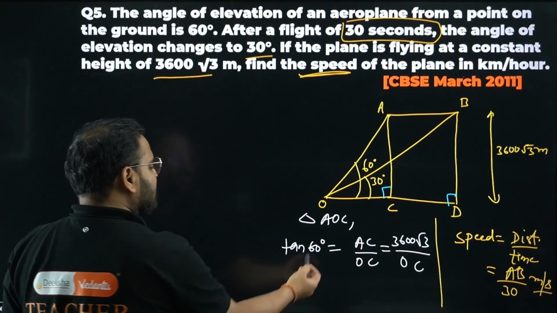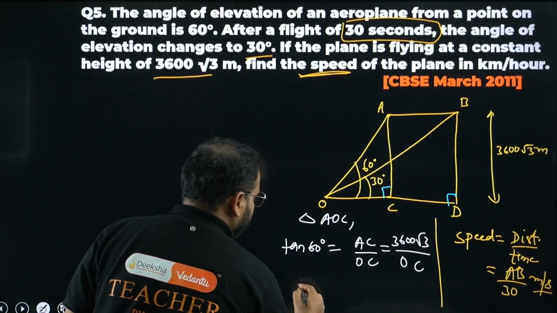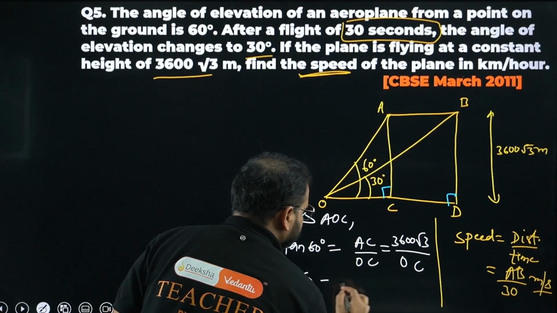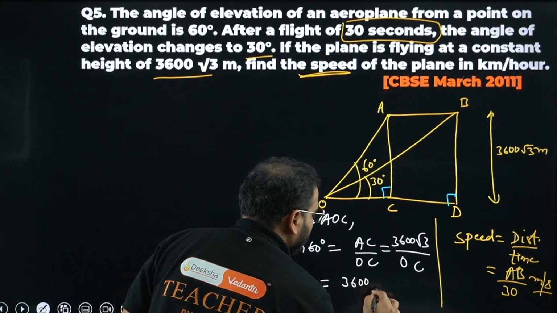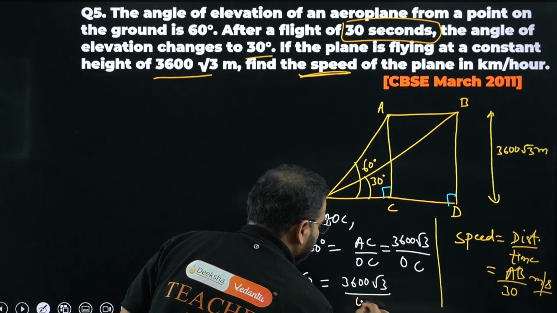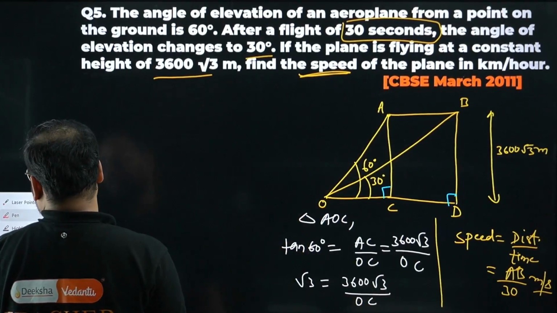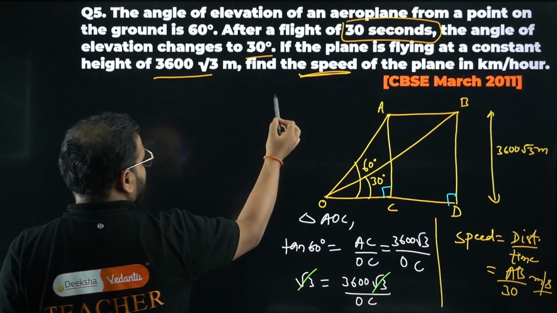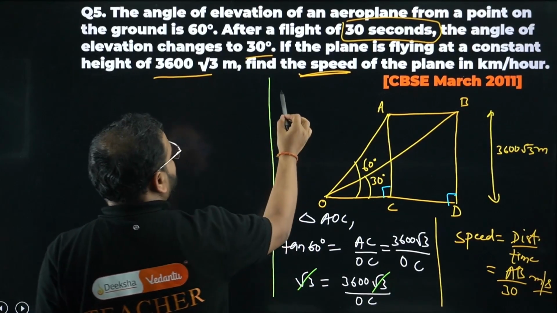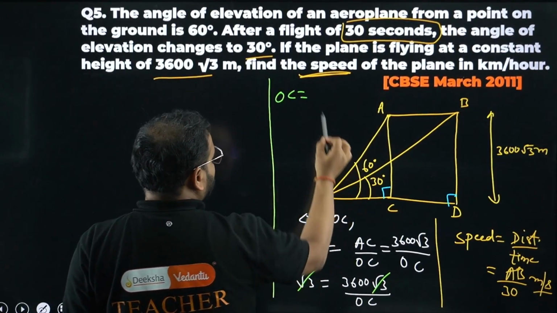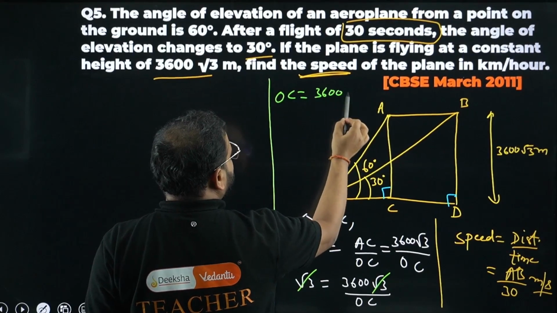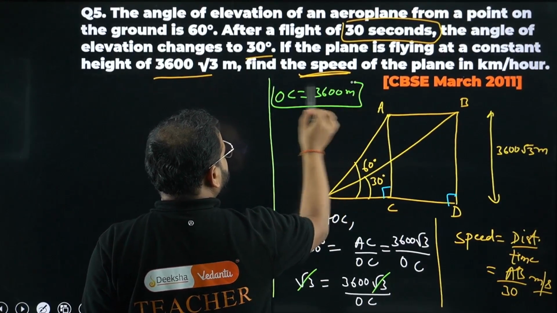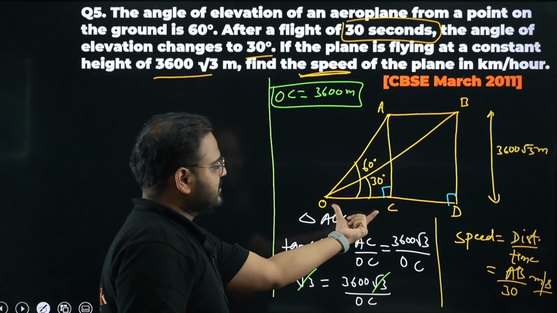What is tan 60, sir? Root 3 only. So I write it here: root 3 equals 3600 root 3 by OC. Great. Excellent. Root 3 is cancelled. Please check, I'm getting OC equals 3600 meters. This length is 3600 meters.